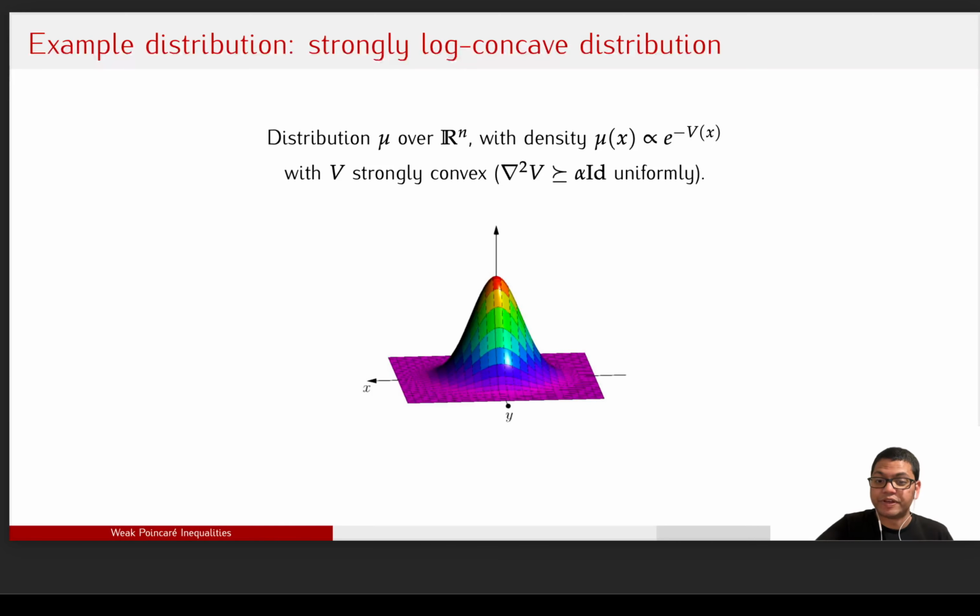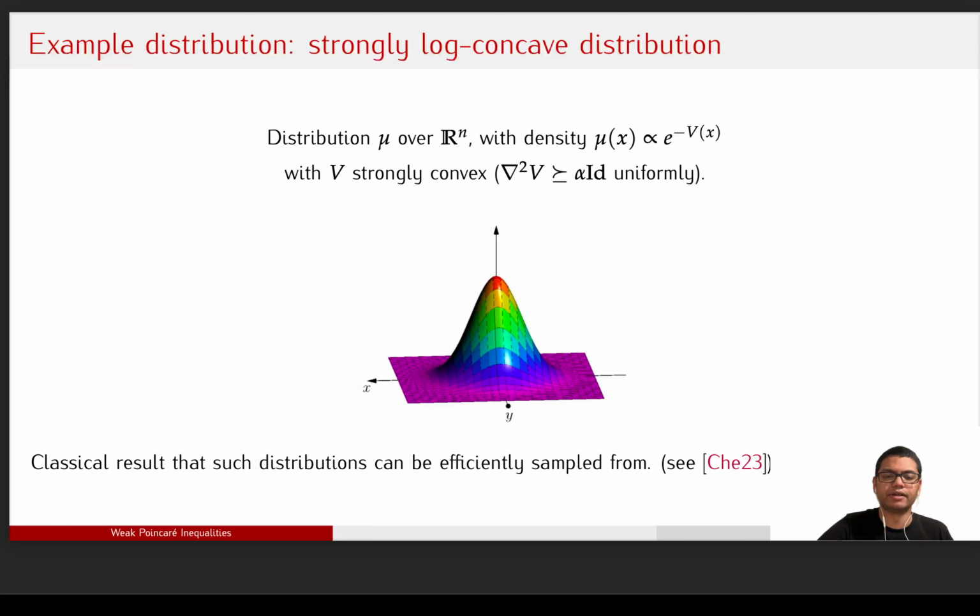In this talk, we will refer to the function V as the Hamiltonian of a distribution. And a classical result says that such distributions can indeed be sampled from efficiently. I would recommend the book of Sinho Chewi for a detailed treatment of how one does this.